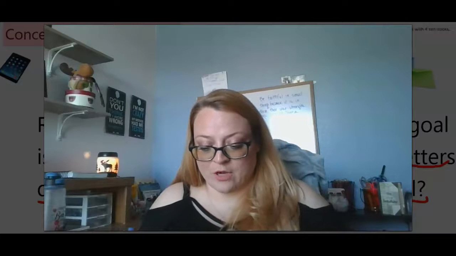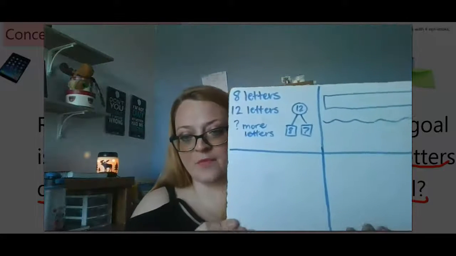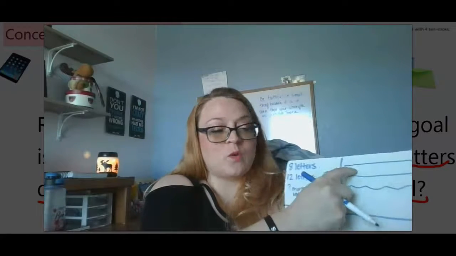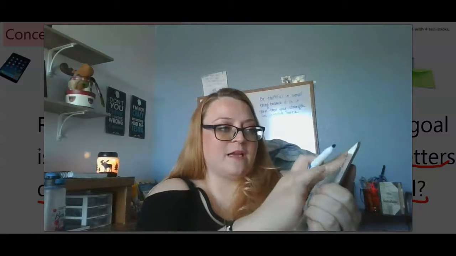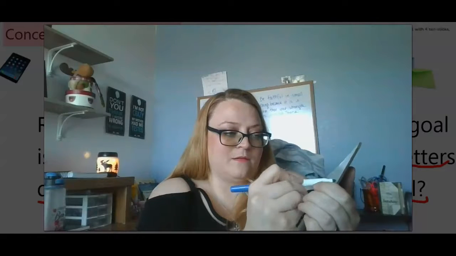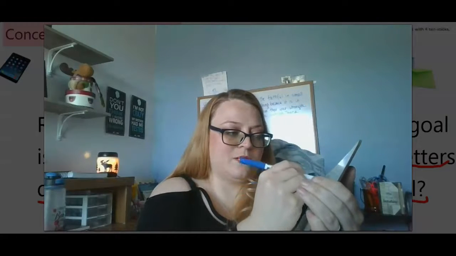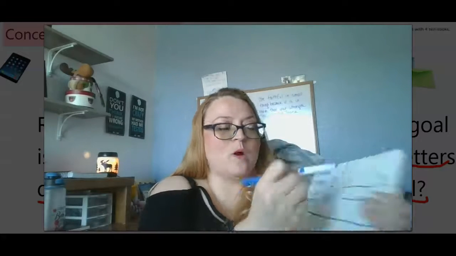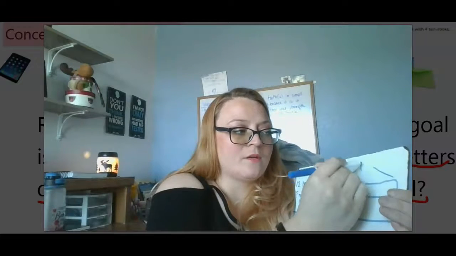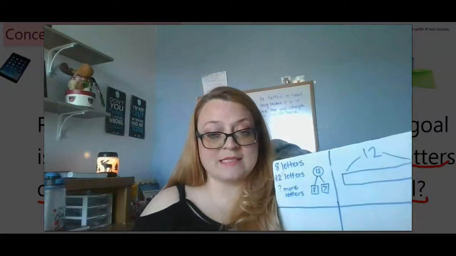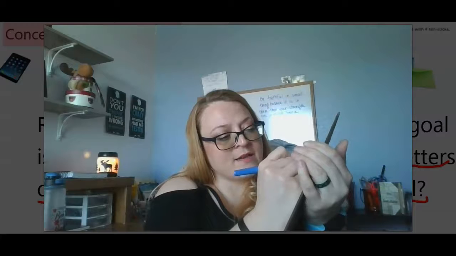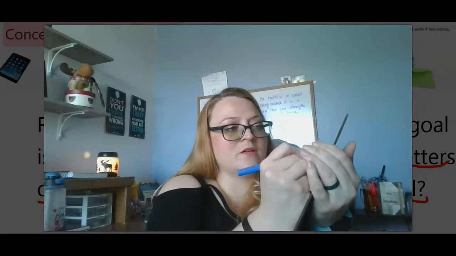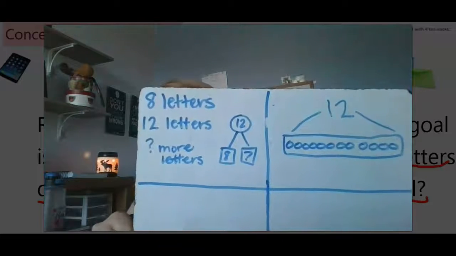So in my tape diagram, I'm going to draw my box, okay? And I'm going to draw my 12 circles in here, all right? I got to erase my line for a minute. What was my whole? 12. So 12 things need to go in there. 1, 2, 3, 4, 5, 6, 7, 8, 9, 10, 11, 12. All right, I got my 12 circles in there, right?